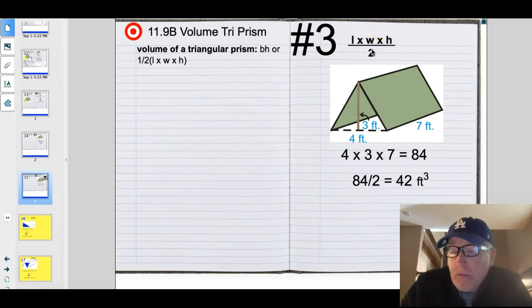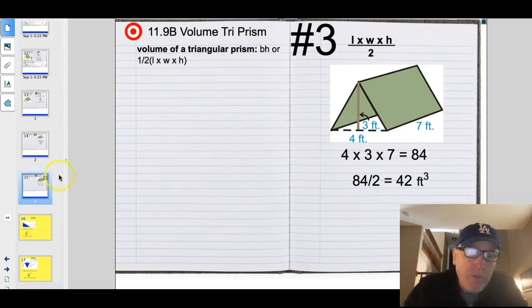Now wait a minute. Did you recognize that length times width times height? That's the same way you find the volume of a rectangular prism. The exact same thing. The only difference is you're dividing it by 2 because it's triangular. Why? Well, the base is triangular. We divide the base of triangles in 2 because they're only half the area of the corresponding rectangle or square.